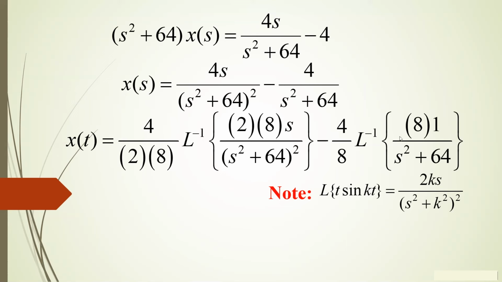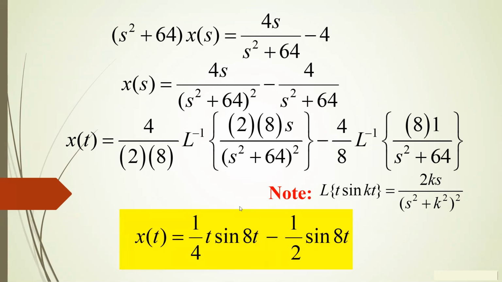On the other term, I don't need the 4. What I needed was an 8. So I also need to bring out 1 over 8. So what would be the final answer? Basically, it's 1/4 t sine 8t minus 1/2 sine of 8t. This would be the position in terms of time, or position at any time t.